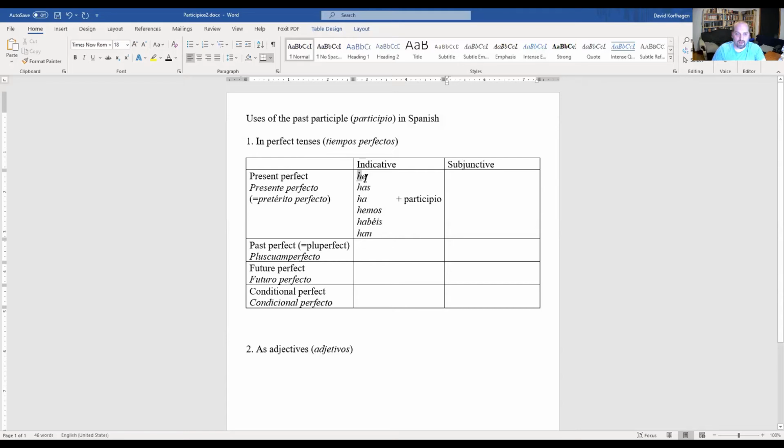So notice this is haber, and it means to have, right? So I have, and then you add the dicho, he dicho, right? So literally it's I have said. And notice that's the indicative, right? The subjunctive, you just take the present subjunctive of haber, right? So haya, hayas, haya, hayamos, hayáis, and then hayan, right? And then the same thing, you just add the participle.